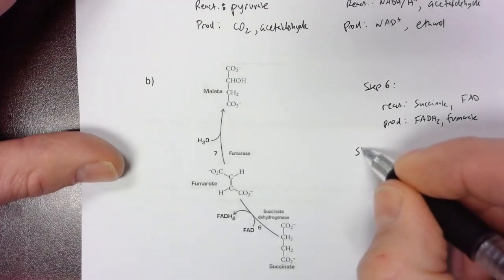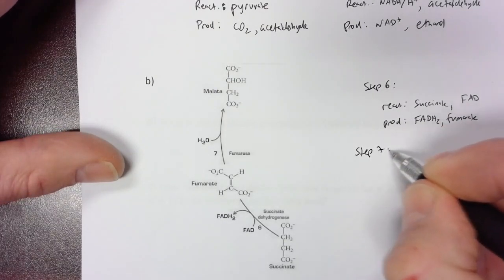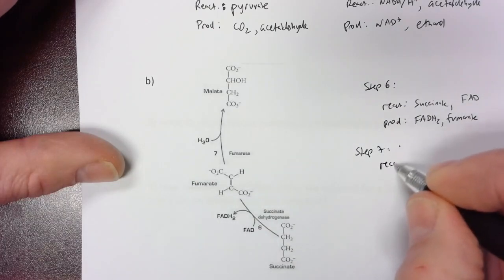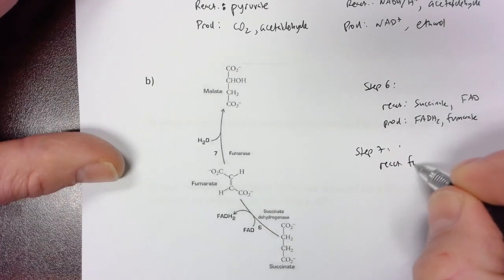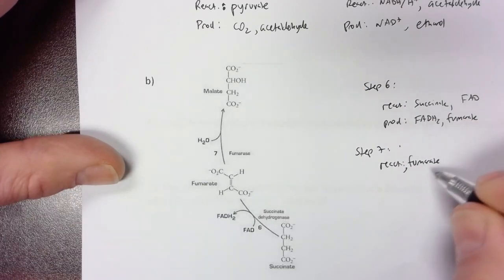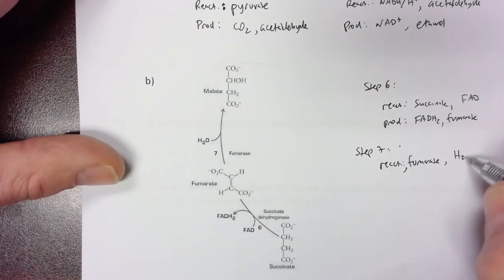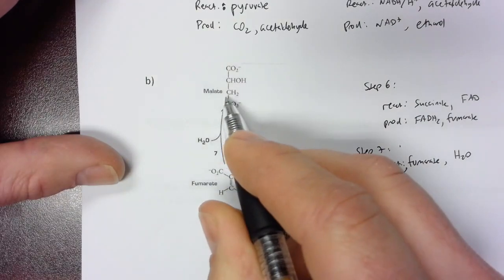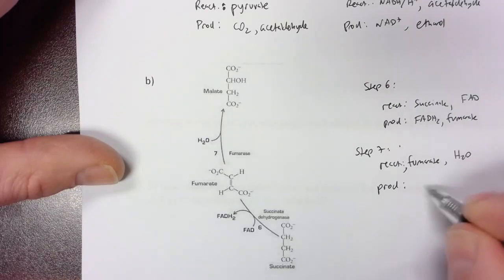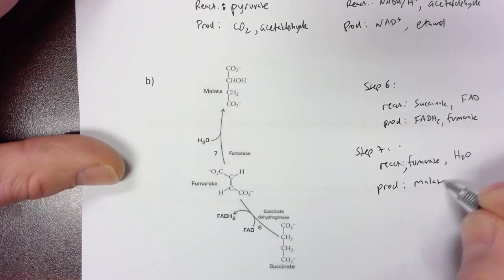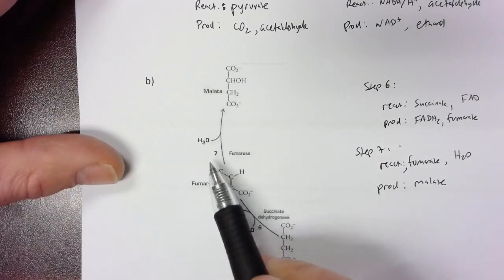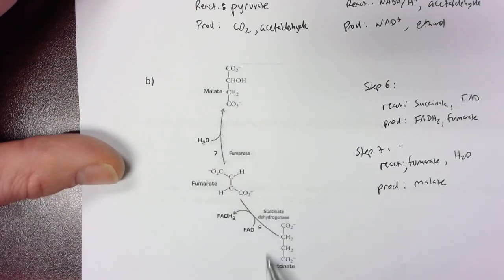Okay, that's step 6. I'm going to write the same for step 7. Fumarate is our reactant for step 7, along with water. And the product here is malate.